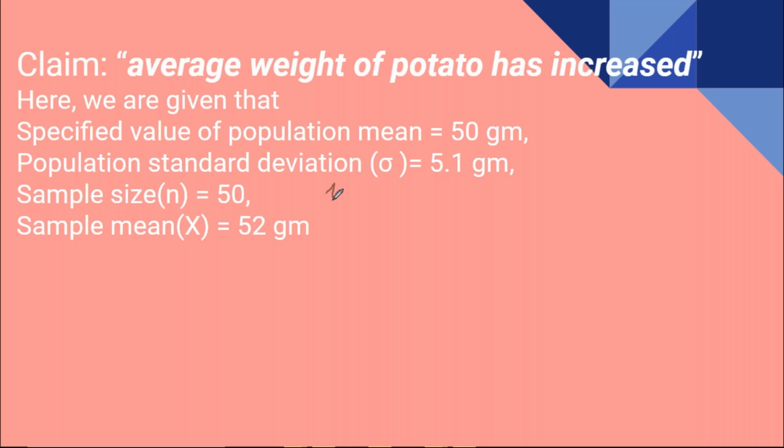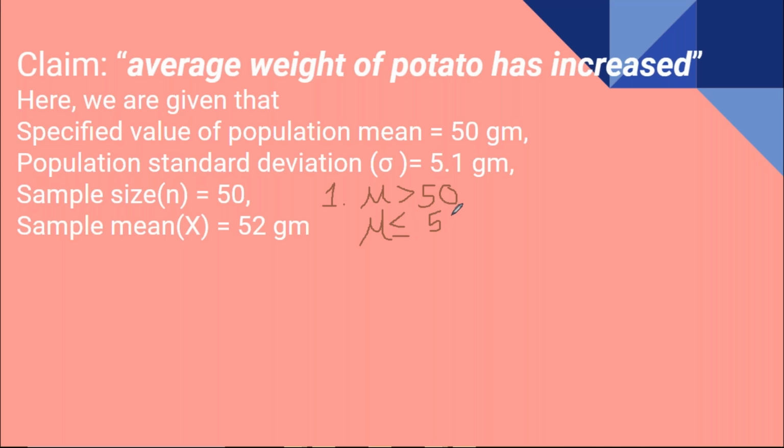The first step is to write out the alternate and the null hypothesis. Our claim here is that the average weight of potato has increased, so my claim is that the average weight of potato is more than 50 grams. When I write the complement of it, it comes out that the average weight of potato is less than or equal to 50 grams.